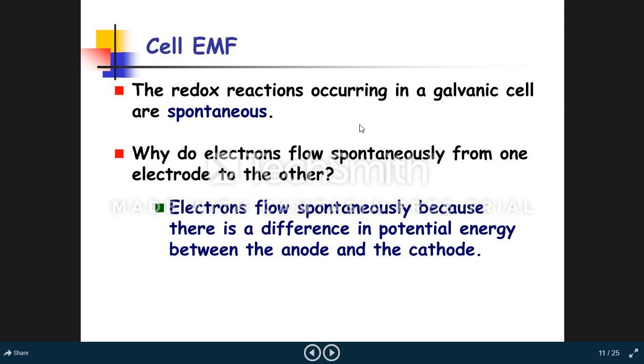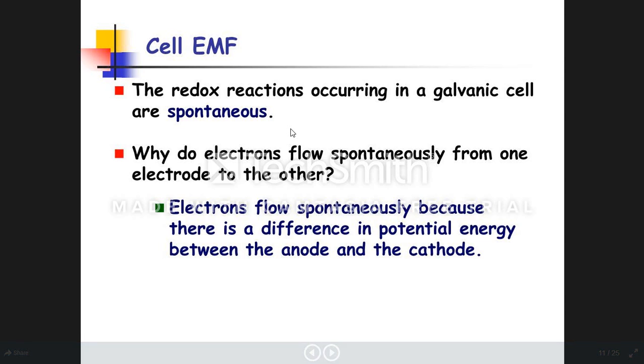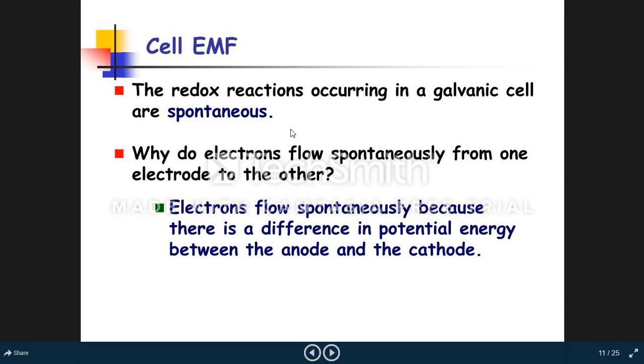The redox reactions occurring in a galvanic cell are spontaneous. It means that, as we said previously, they happen without the help of any other substance. Why do electrons flow spontaneously from one electrode to the other? Electrons flow spontaneously because there is a difference in potential energy between the anode and the cathode.